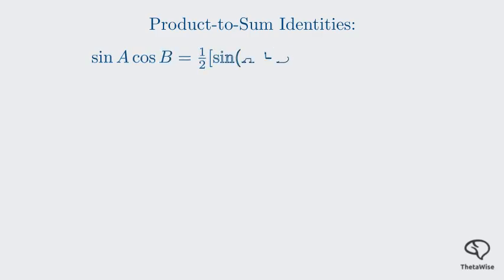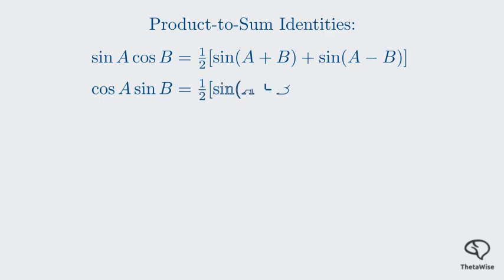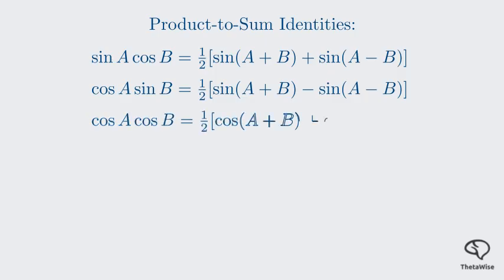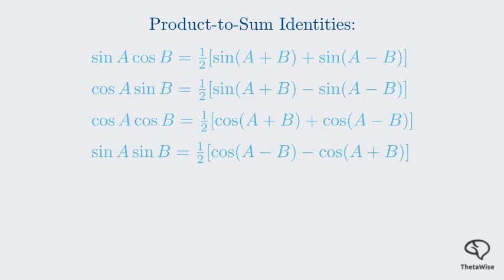Here are the 4 identities you need to know. First, sine A cosine B equals 1/2 times sine of A plus B plus sine of A minus B. Second, cosine A sine B equals 1/2 times sine of A plus B minus sine of A minus B. Third, cosine A cosine B equals 1/2 times cosine of A plus B plus cosine of A minus B. And fourth, sine A sine B equals 1/2 times cosine of A minus B minus cosine of A plus B. Notice the order in that last one.